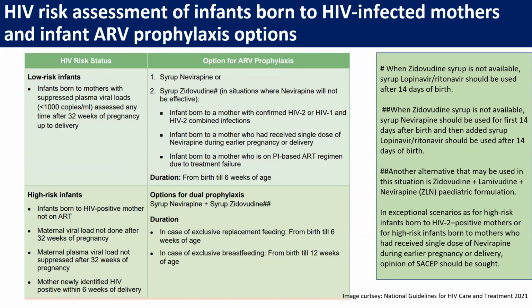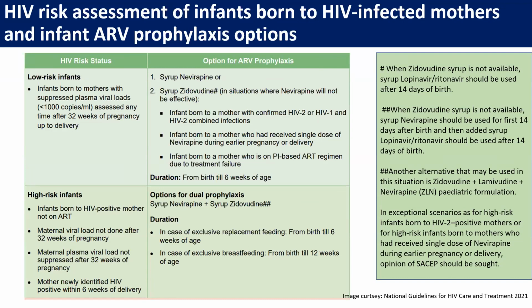The prophylaxis option is syrup nevirapine, and it is advised up to 6 weeks of life. If nevirapine is contraindicated, then you have to give syrup zidovudine. Nevirapine is not used when the infant is born to an HIV-2 confirmed mother, or a mother with combined HIV-1 and 2 infection, or if the mother has received nevirapine in an earlier pregnancy, or if the mother is on a PI-based ART regimen due to treatment failure.